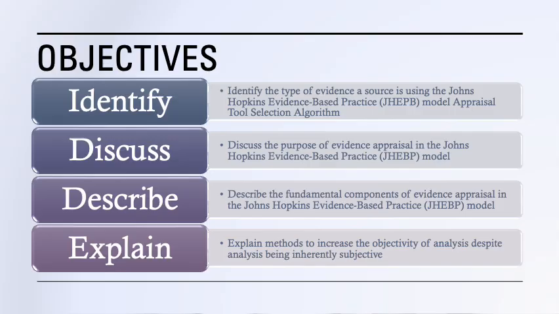Following completion of this lecture, students should be able to identify the type of evidence a source is by using the Johns Hopkins evidence-based practice model appraisal selection algorithm. Students should be able to discuss the purpose of evidence appraisal in the Johns Hopkins evidence-based practice model. Students should be able to describe the fundamental components of evidence appraisal within the Johns Hopkins evidence-based practice model, and students should be able to explain methods to increase the objectivity of critical appraisal and analysis, despite analysis being inherently subjective.